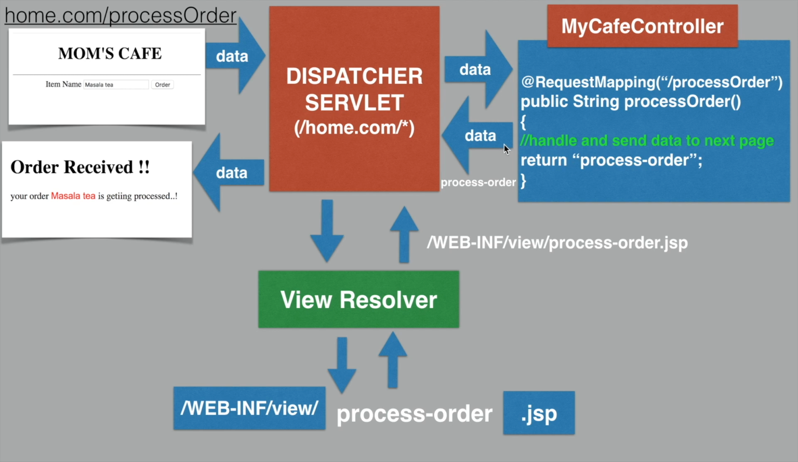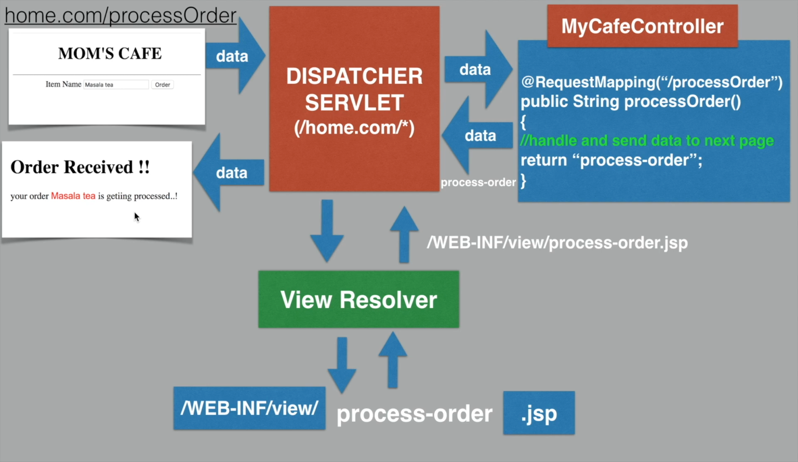So the dispatcher servlet actually takes the data, and also makes sure that particular data is available in my next page, which is the process order page. Okay, I hope this is clear. Now let me do it practically, which will actually make more sense to you. If you do not understand it, don't worry, just do the program and it will be clear for you.